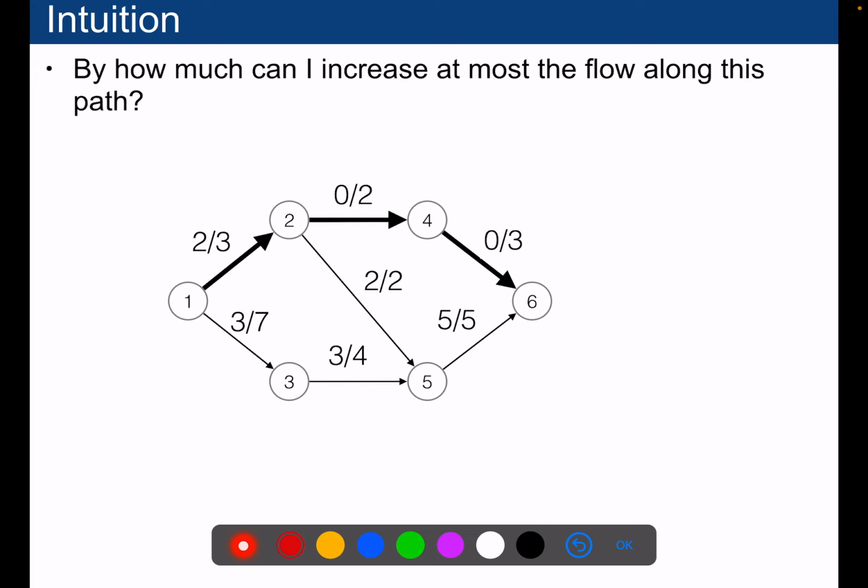What about that path? Along that path, the residual capacity here is 1, 2, and 3, and so that will be the bottleneck. So I do +1, +1, +1, like that. Okay, is this all we can do?